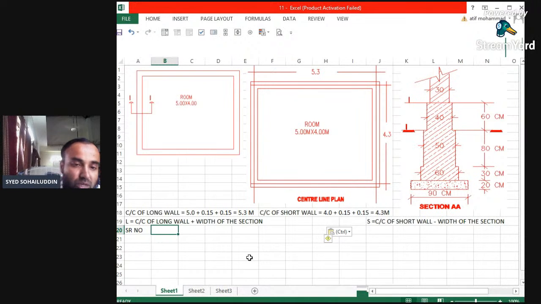How many short walls are there? There are two short walls. What is the length of one short wall? We have just calculated it as 3.87. What is the width of section? The width of section will not be changed, it is 0.9. What is the depth of section? The depth of section will also not be changed. The width of PCC is 0.9 and the depth of PCC is the same. Again, it has been taken as this.